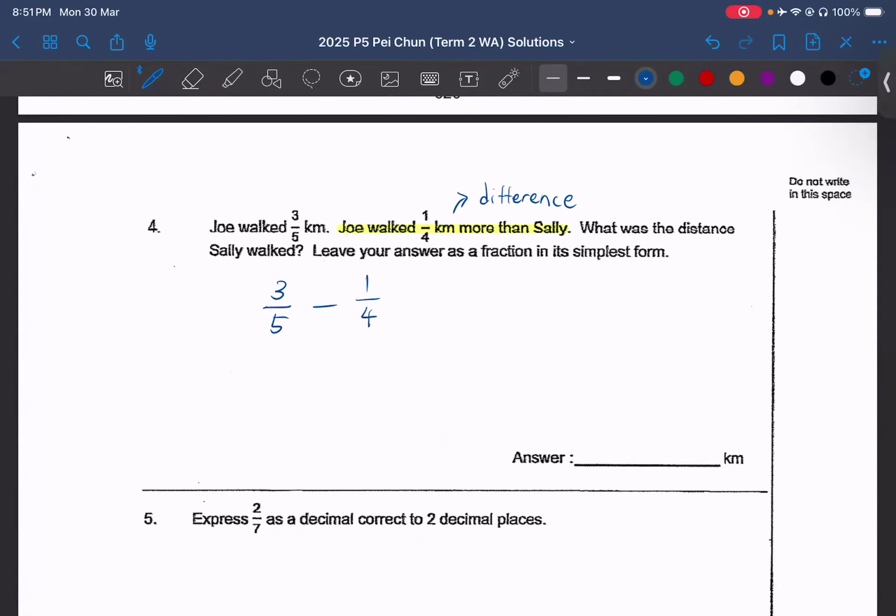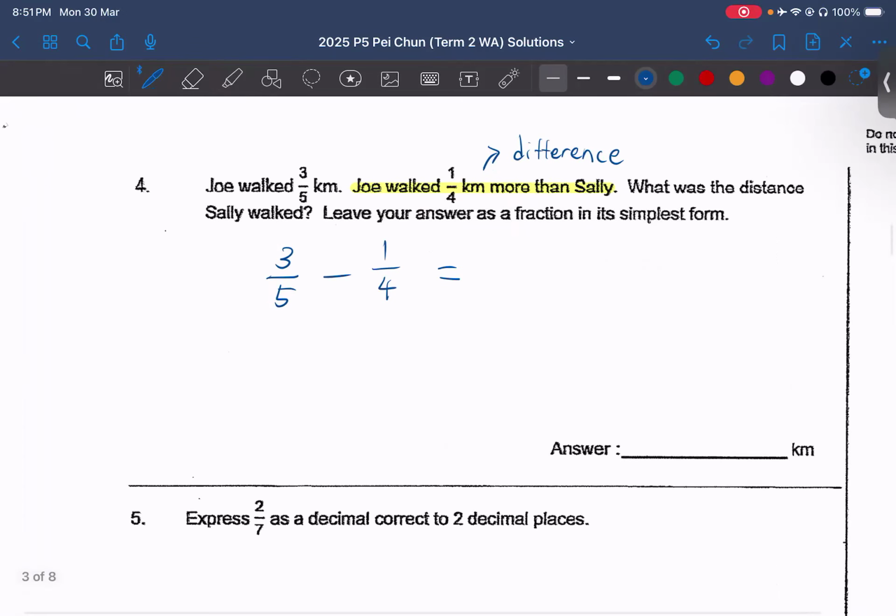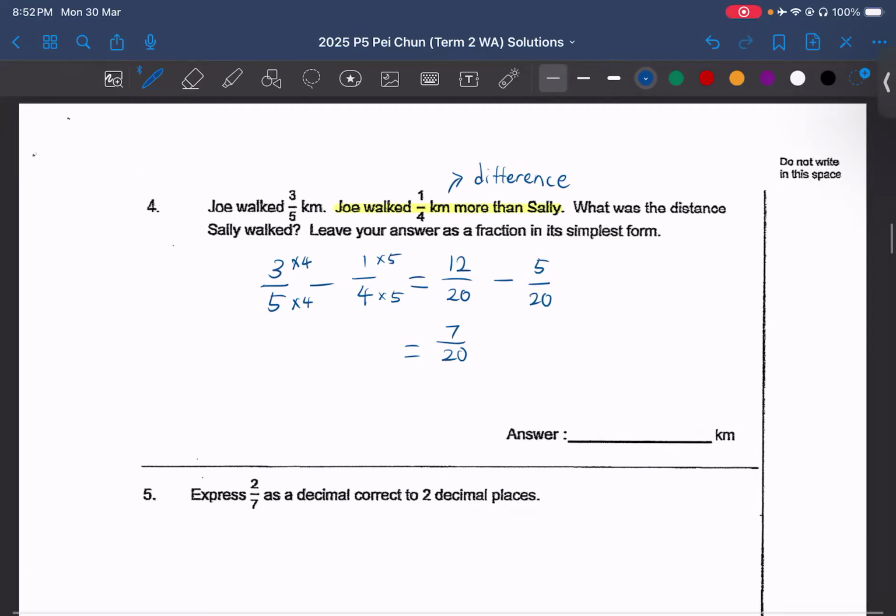So in this case, 3/5 and 1/4 are unlike fractions. So we should make the denominators the same. The lowest common multiple of 5 and 4 is 20. So for this 3/5 fraction, I multiply by 4 to both numerator and denominator. And for this 1/4 fraction, I multiply 5 to both numerator and denominator. So 3 over 5 multiplied by 4 to both, I will get 12 over 20. And for the next fraction, I will get 5 over 20. So it's 12 over 20 minus 5 over 20. So 12 minus 5 gives me 7. So 7 over 20 kilometers.